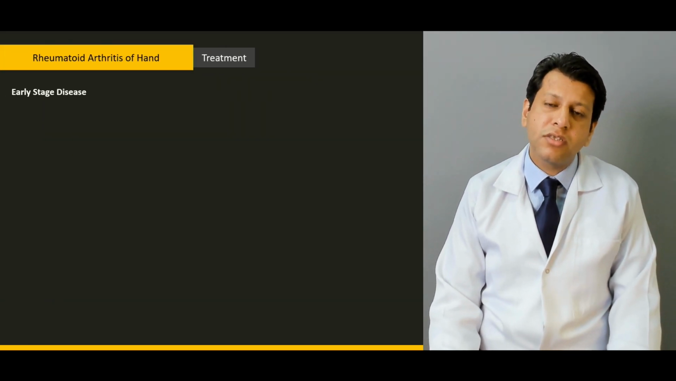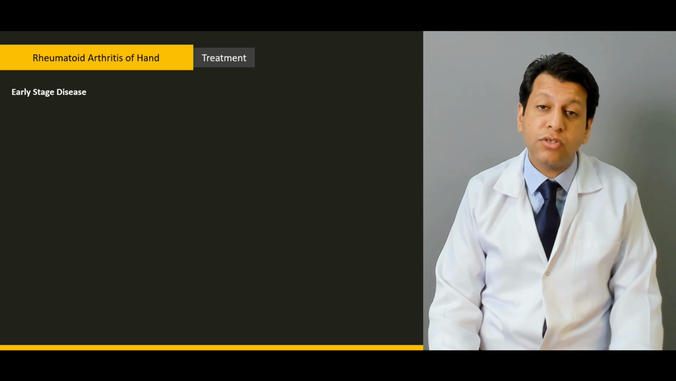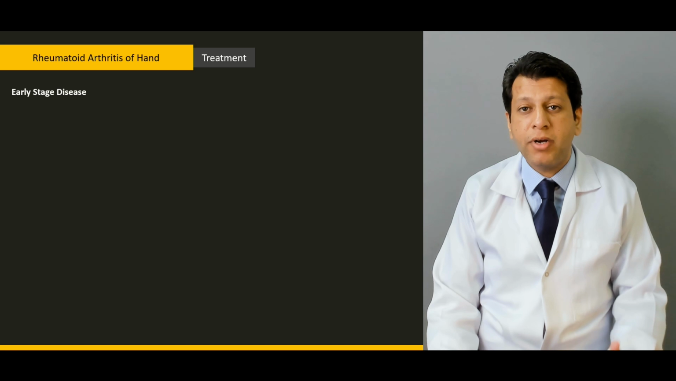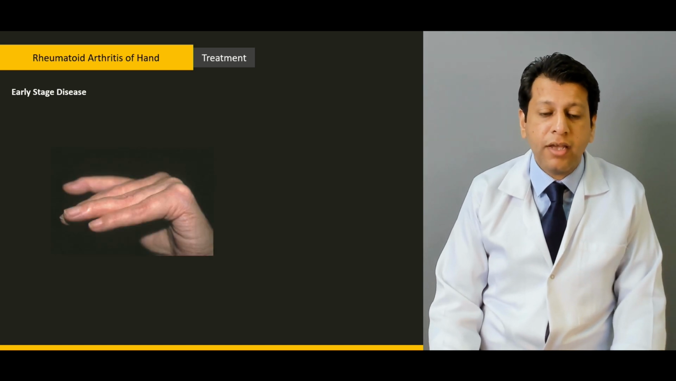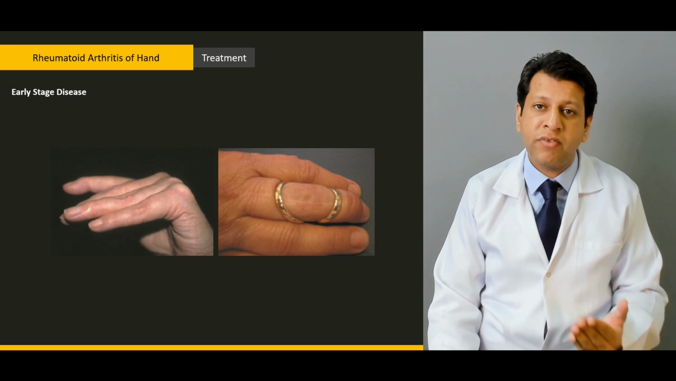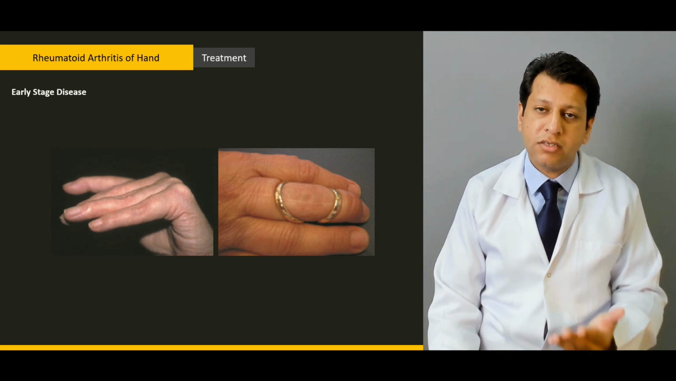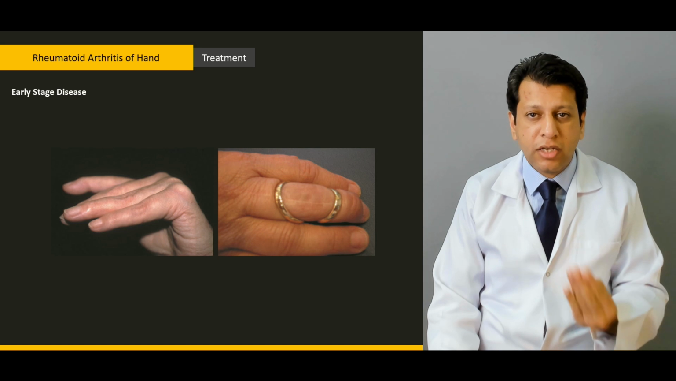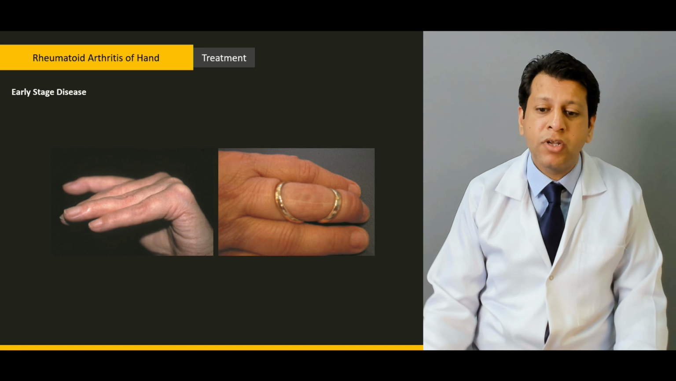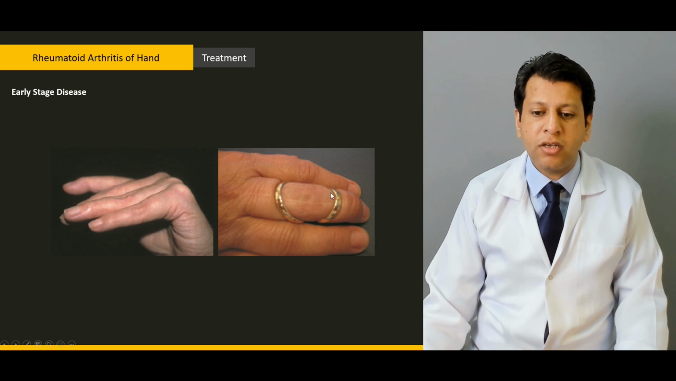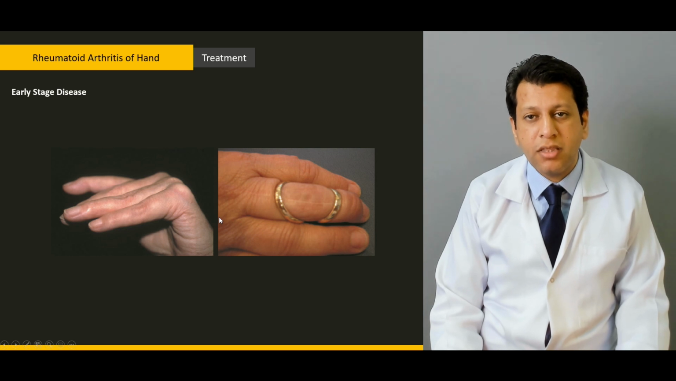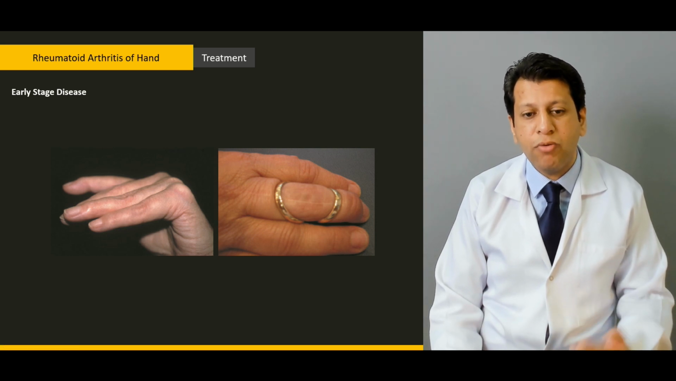For early stage disease, first and foremost with rheumatoid arthritis, you need to have medical therapy. That is the disease modifying anti-rheumatic drugs, which can be given. Then we have to look at whether this is associated with either boutonnière or swan-neck deformity, and if there is isolated involvement of the boutonnière or swan-neck deformity, then we can go for these types of extension or flexion splints, in which we can maintain the finger so that it can heal over time.